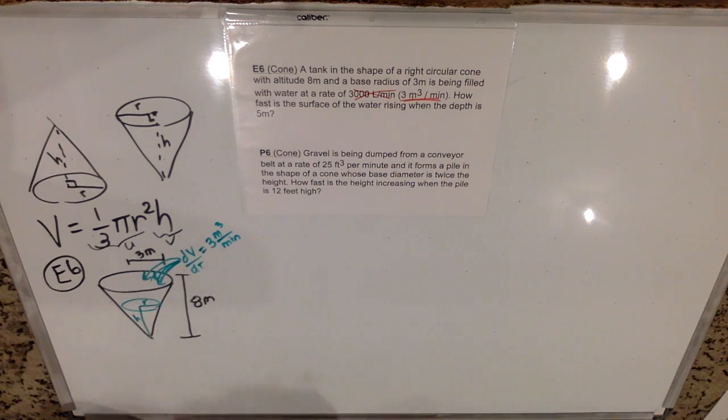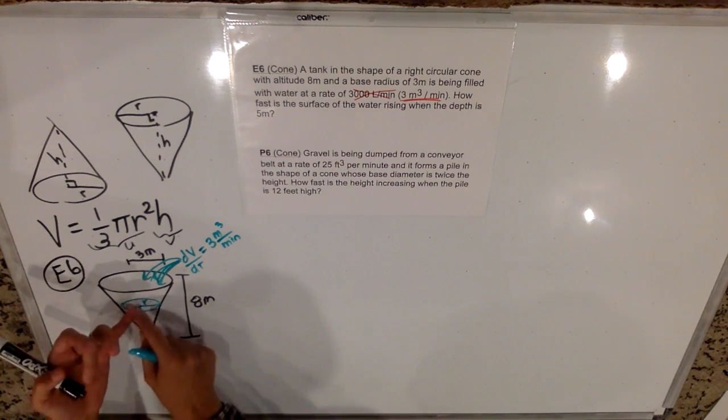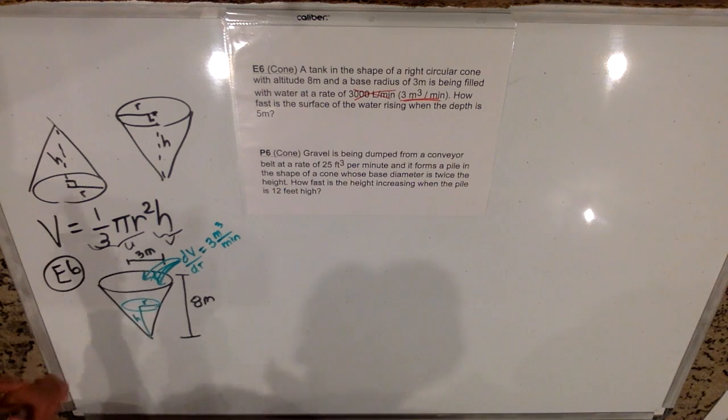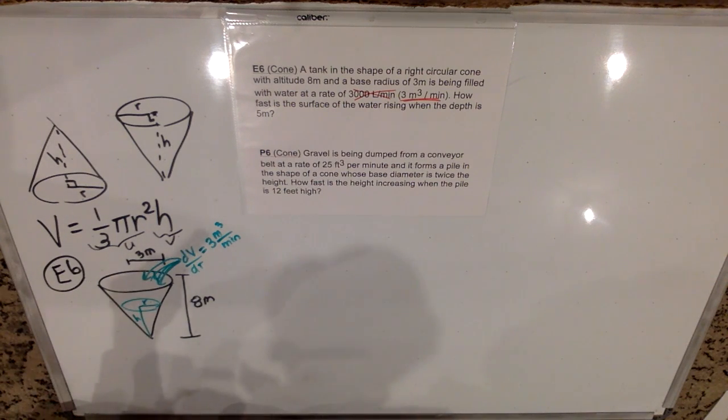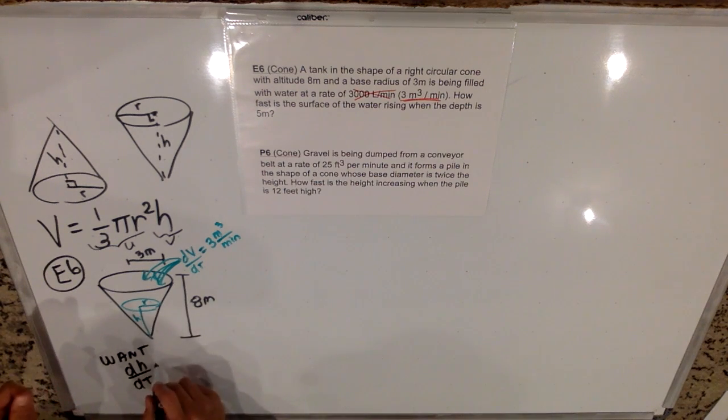Water's going in. Okay, so what's going to happen as that water goes in is that this height is going to get bigger, and the radius is also going to get bigger, because as you can tell, the water's going to fill the cup, and as the height gets bigger, the radius also gets bigger. So their question is, how fast is the surface of the water rising when the depth is 5? So what they want is dH dt, because that would be how fast the surface is rising, that change in the height, when h equals 5, okay? That's the thing we want.